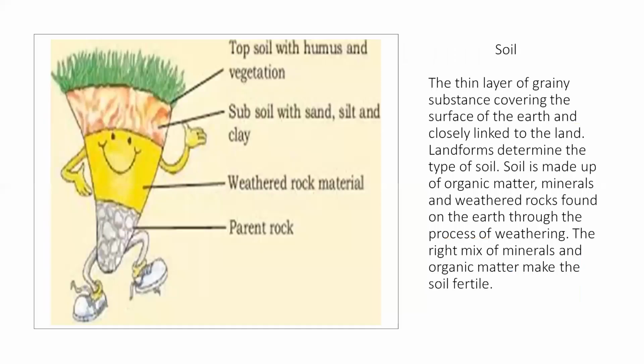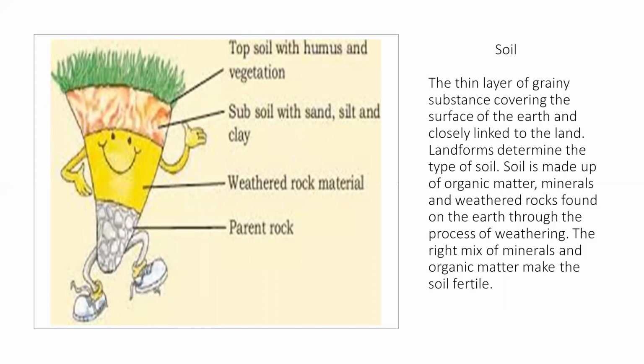Now coming on to another important aspect of the conservation of these resources, that is soil. As you can see in the diagram, the topsoil is with humus and vegetation, where all the green part is, then the subsoil with sand, silt and clay. Then the yellow portion here in the figure is weathered rock material, and the last and deepest is the parent rock. The thin layer of grainy substance covering the surface of the earth is closely linked to the land, and landforms determine the type of soil.